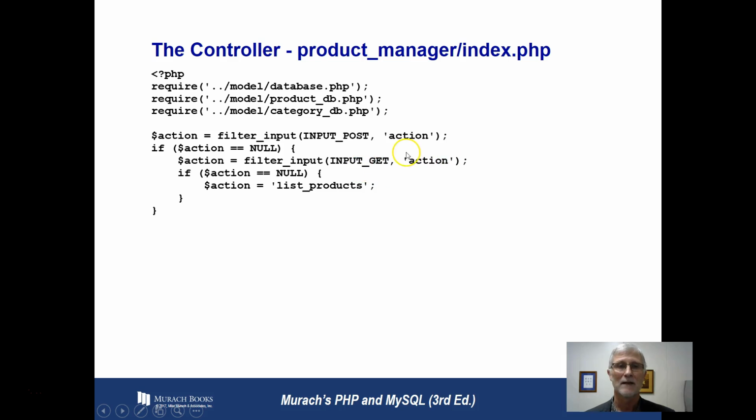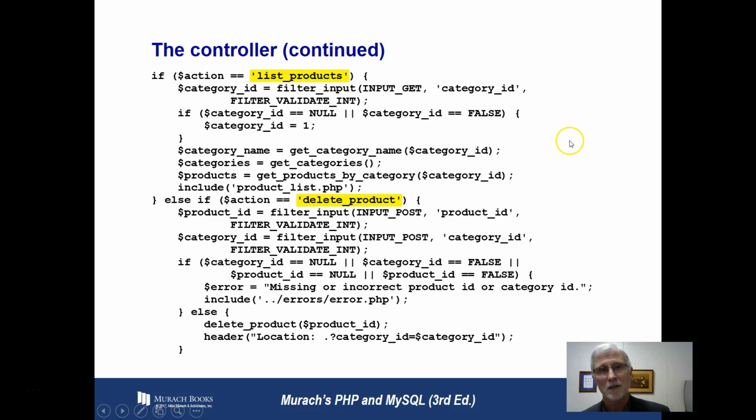This way I'm checking if it's null, making sure I've got a value, and I'm going to say, give me a list of products. So if it's a list of products, what am I going to do? I'm going to gather the category ID, and then I'm going to process everything I need to do. So I've got a valid category ID. Now I'm going to get the name, get the categories, and get the products by that category.